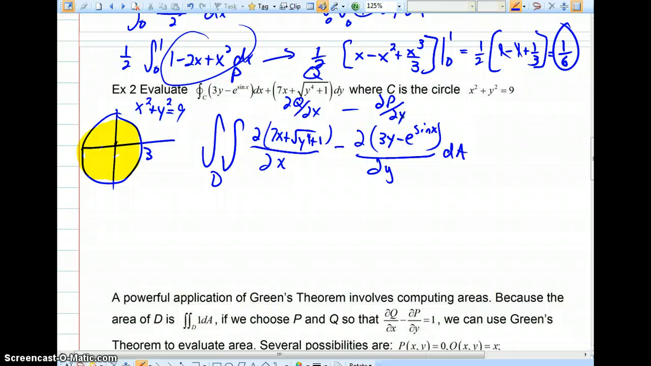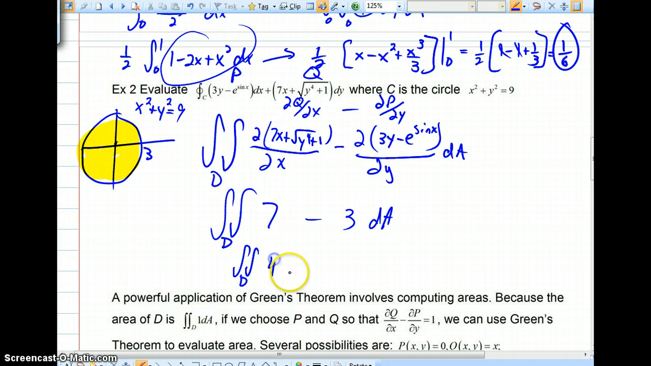What is that first partial derivative? Just a 7. How about the second one? Just a 3. So this just becomes the double integral of 4 dA. If I had to integrate that, maybe we'll use polars.